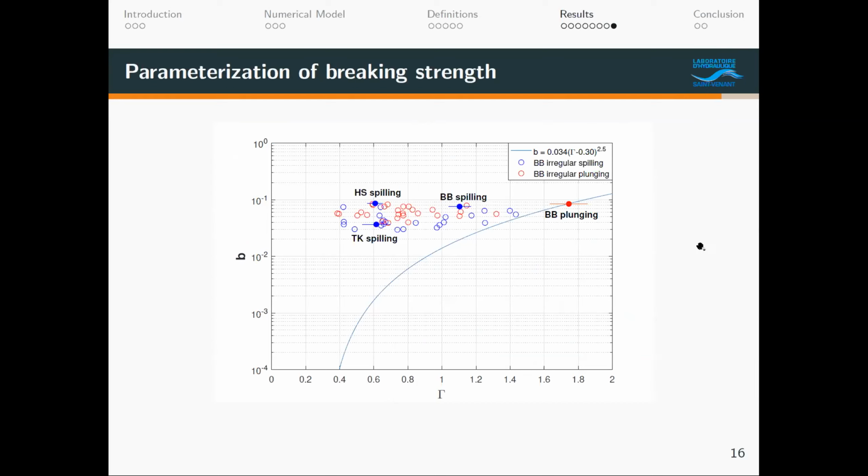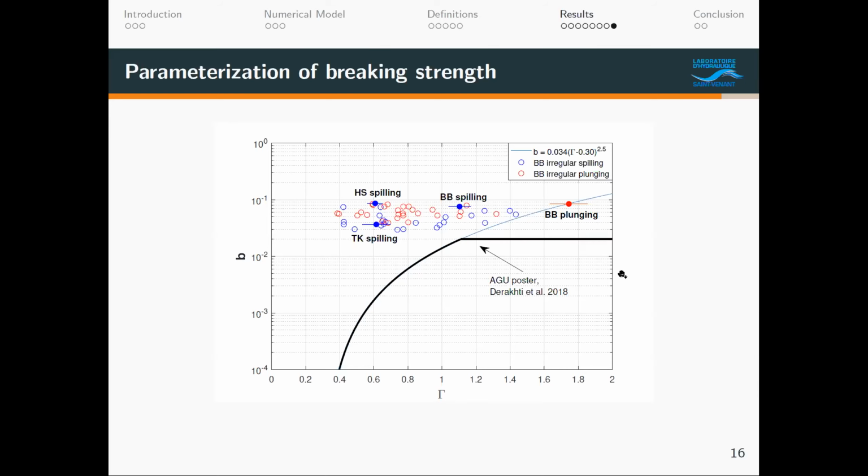So finally, for all the test cases, the breaking strength gamma and the dissipation strength B are calculated and plotted here, along with the analytical curve that is given in Deike et al. 2018. The solid dots here are for regular cases, and the hollow ones are for irregular cases. The color blue is for the spilling ones, and red for plunging ones. And the horizontal line you see between the dots represents about 1 standard deviation on either side, computed with about 30 data points.